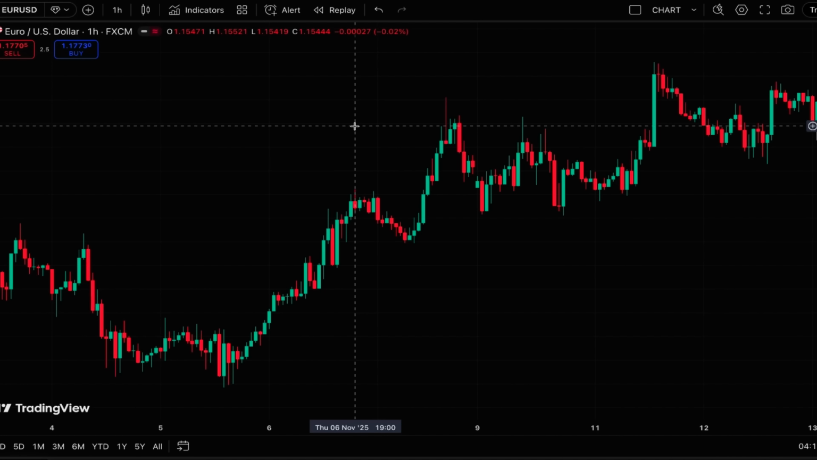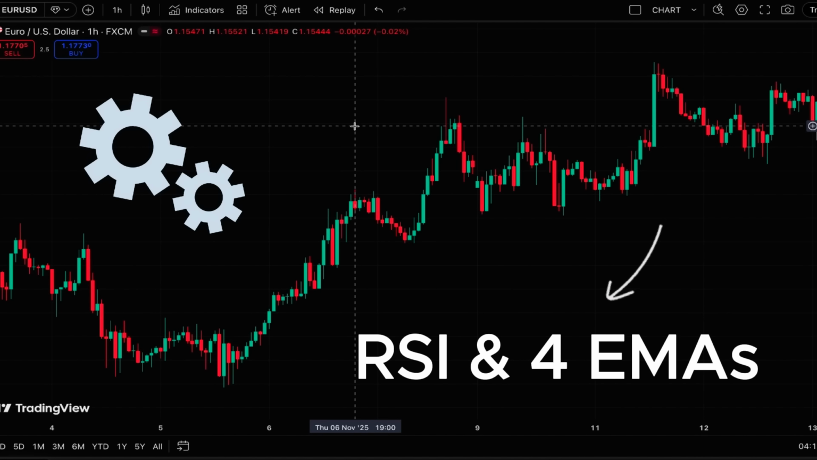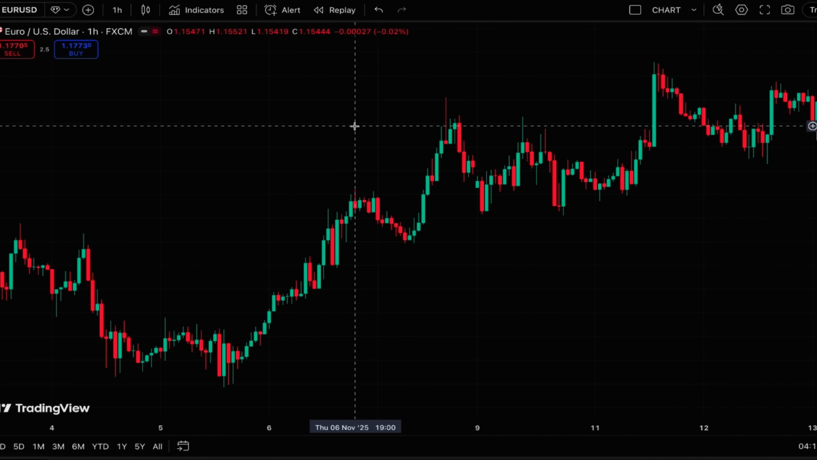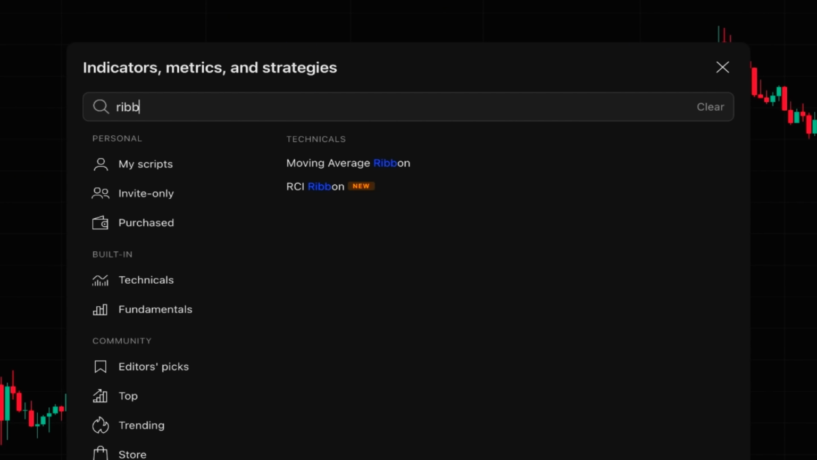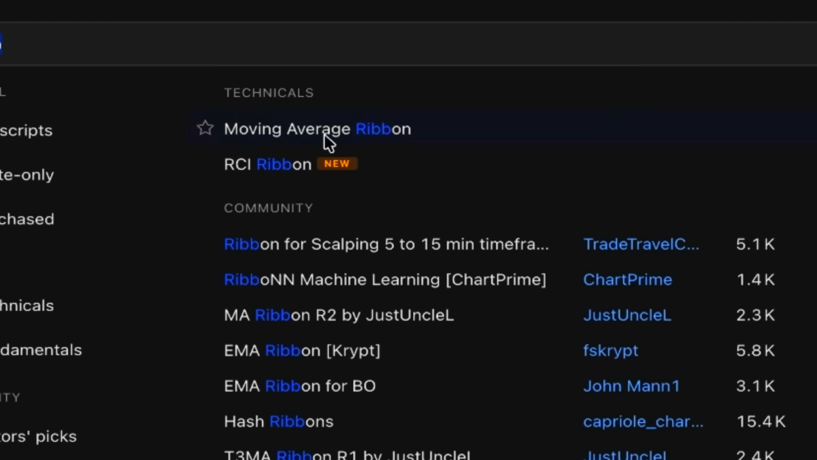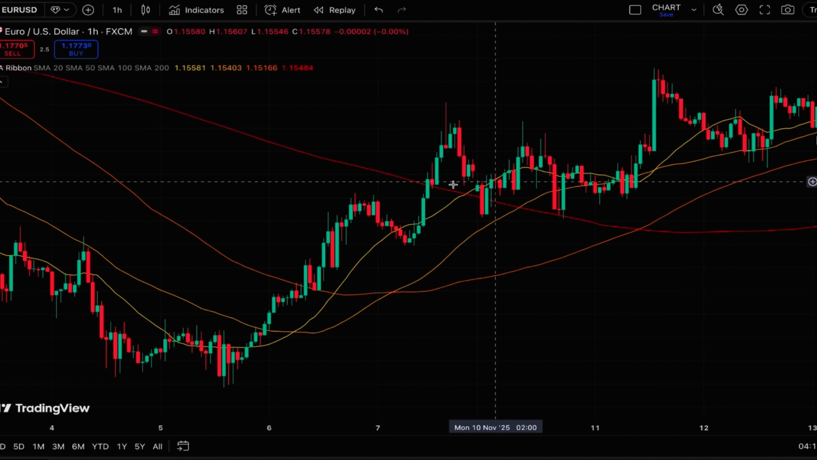Alright, in this trading strategy, we have RSI and we have 4 exponential moving averages with special settings and combinations that work like magic. First, let's add the moving averages. Here we click on indicators and we search ribbon. This one, moving average ribbon. When you add this indicator, 4 moving averages are added to the chart.